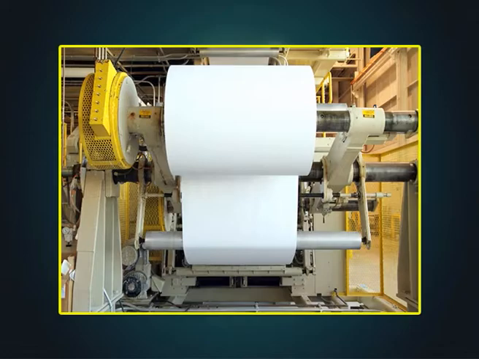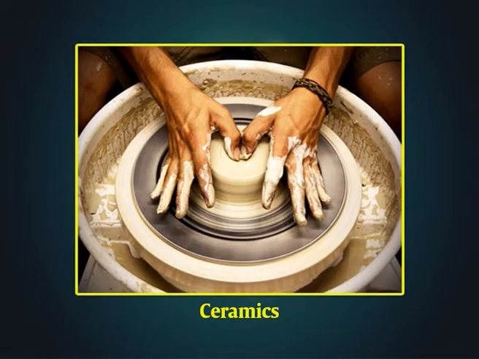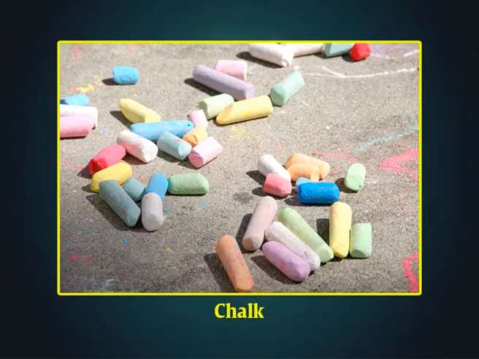Besides food use of starch, it is also used in the paper industry. Starch is an excellent binder and is used in the manufacture of charcoal, ceramics, gypsum board, and chalk.